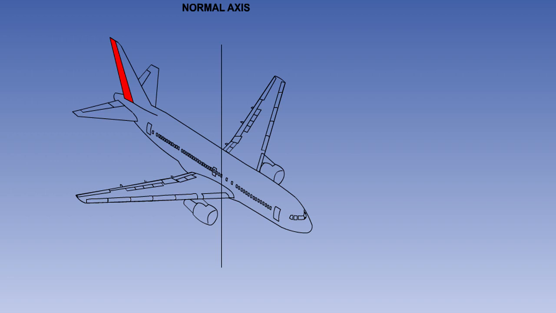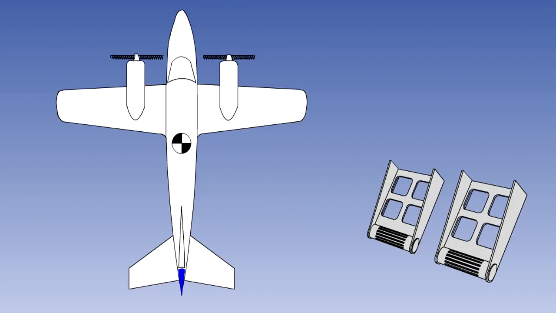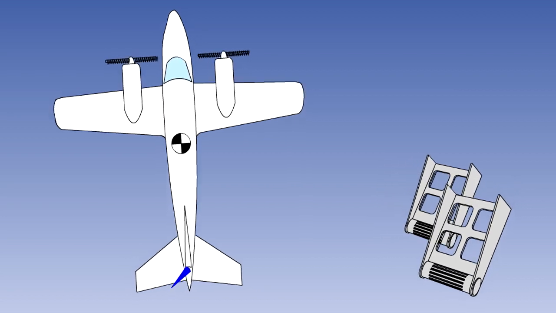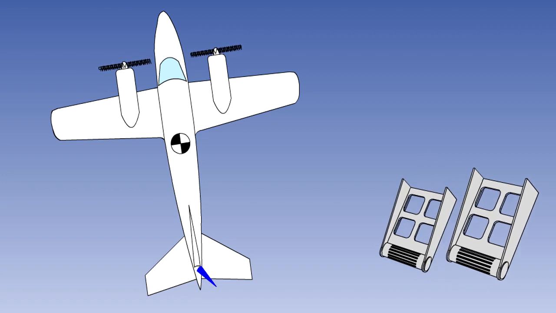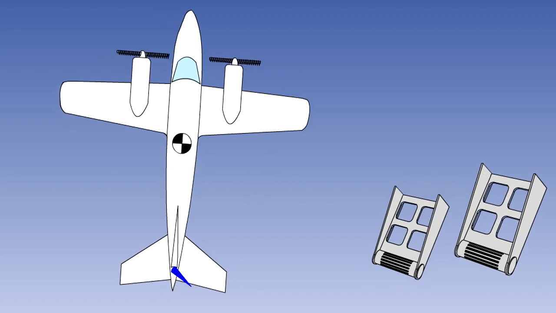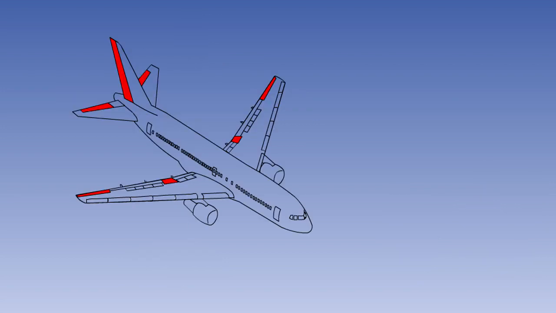The aircraft yaws about its normal axis. Control in yaw is normally achieved by the use of a rudder. The rudder is controlled by the rudder pedals. Pushing the left pedal forward causes the rudder to move to the left, and the aircraft nose to your left. Pushing the right pedal forward causes the rudder to move to the right, and the aircraft nose to your right. The ailerons, elevators and rudder are known as the primary flight controls.